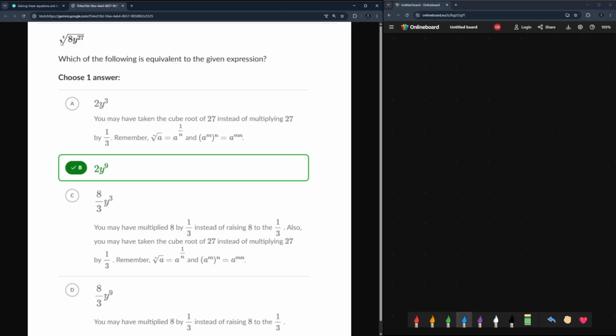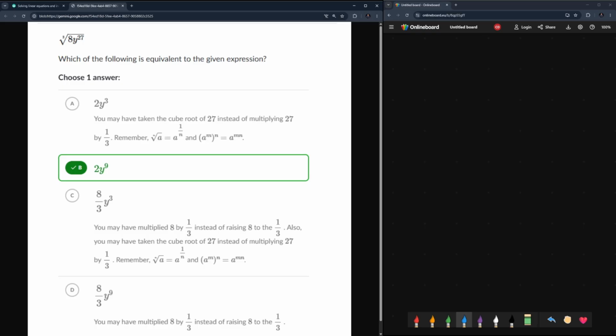We have this equation. It looks like the cube root of 8y raised to 27, and it's asking for which of these. By the way, you see the right answer here because this is a screenshot, but I'm going to show you what the process is to get this answer. It's just asking for the equivalent expression, right? So how do we find the right result? How do we find the equivalent expression?